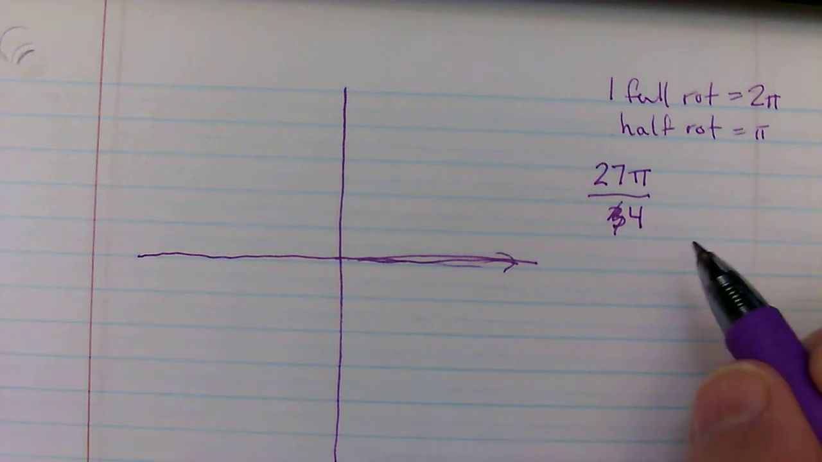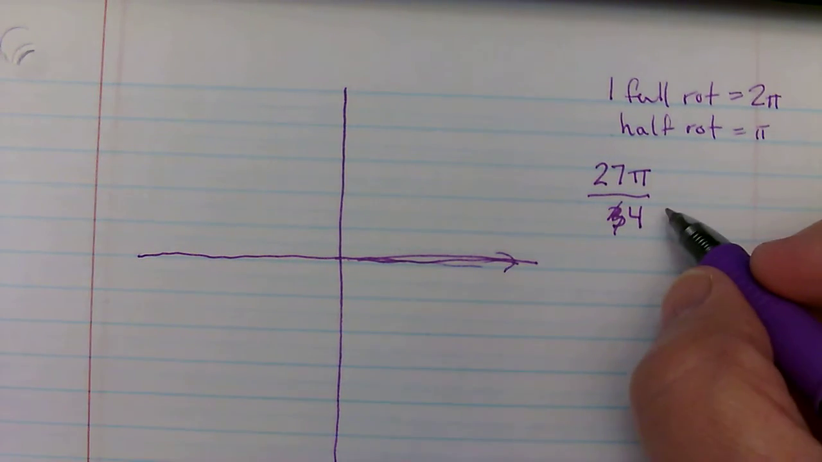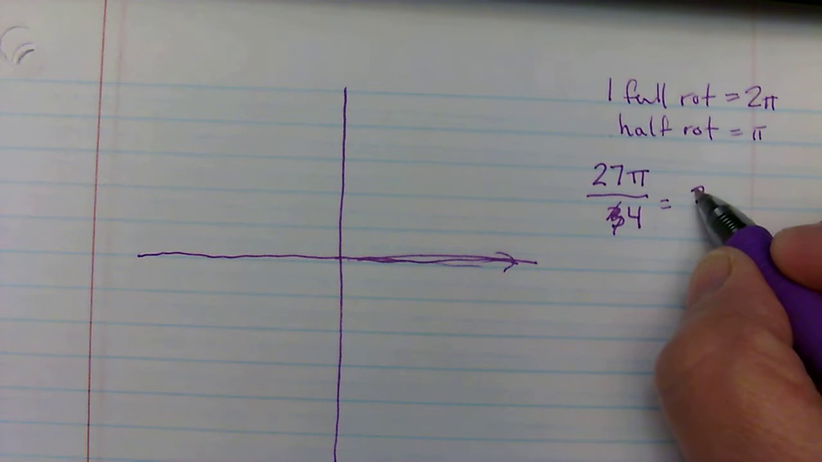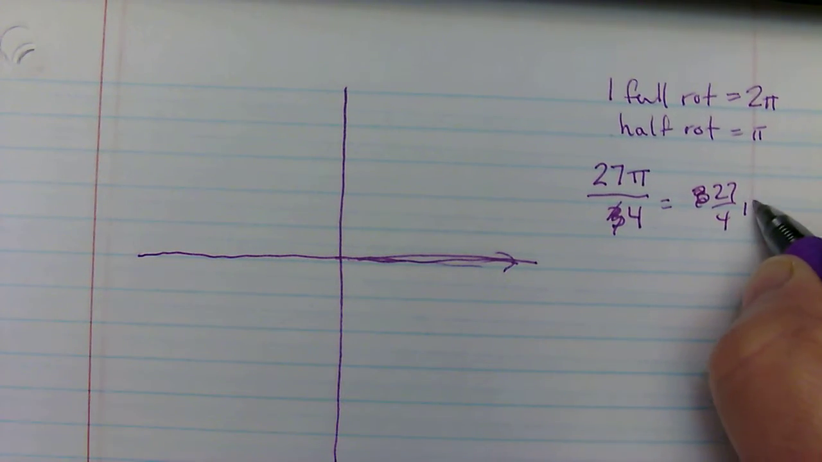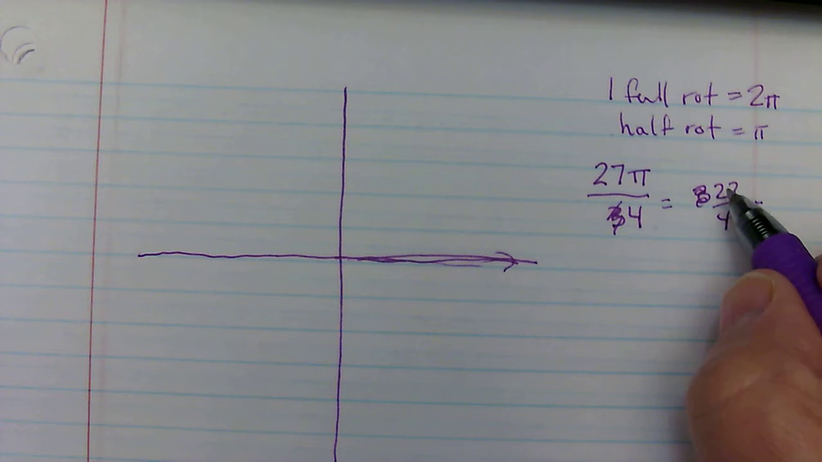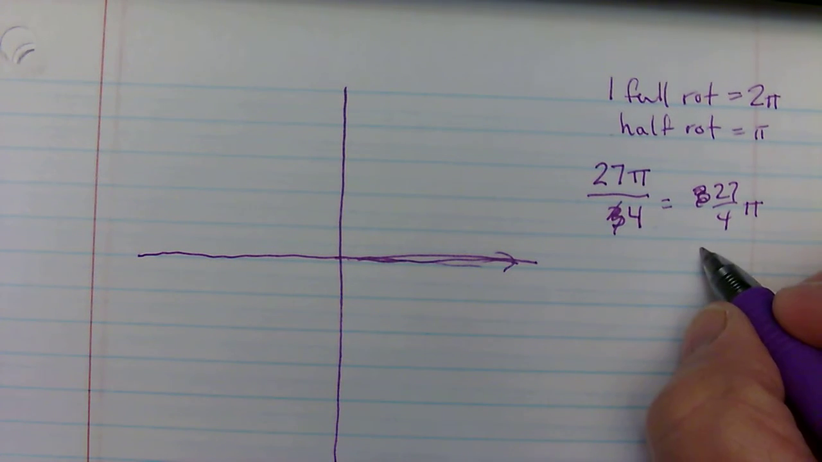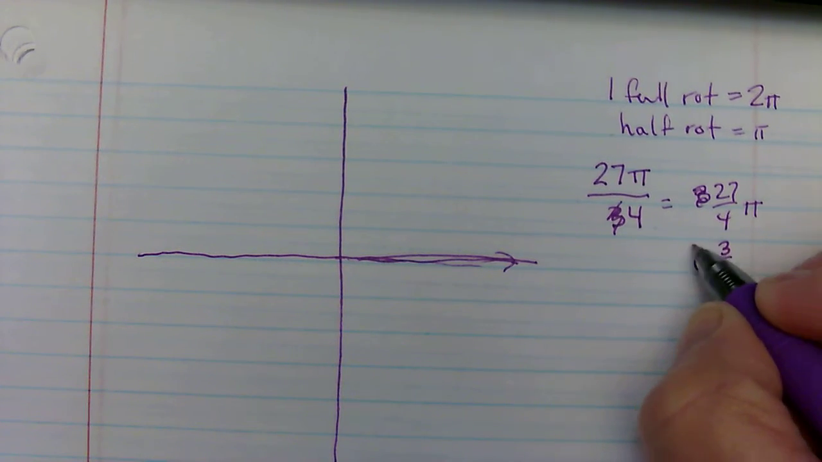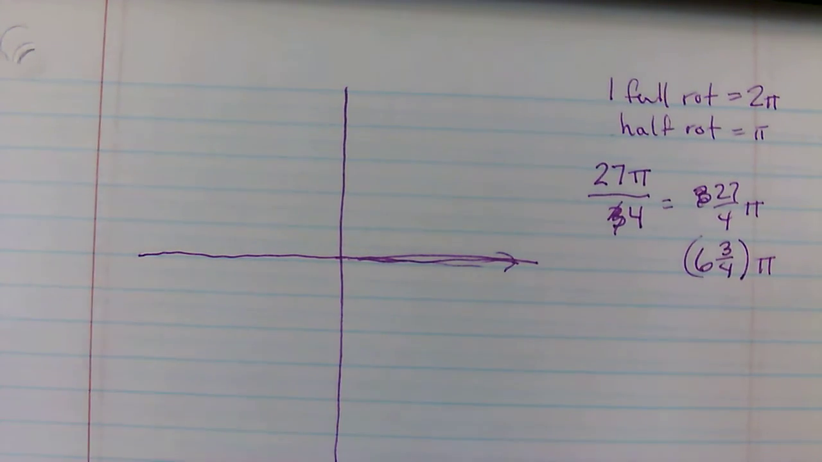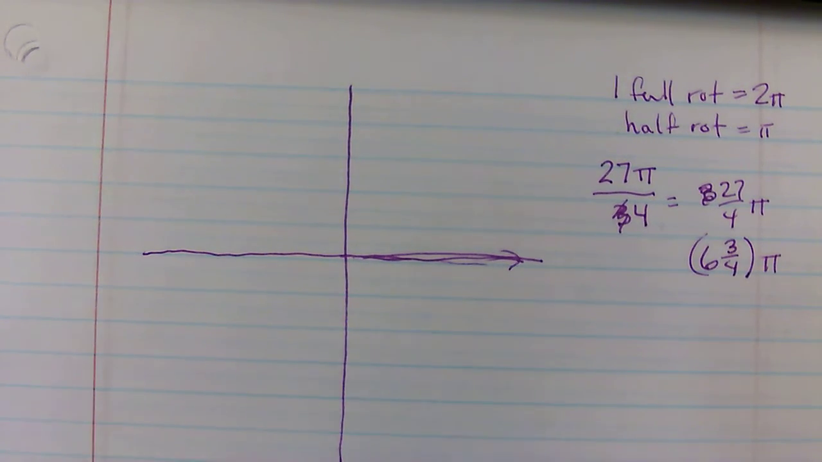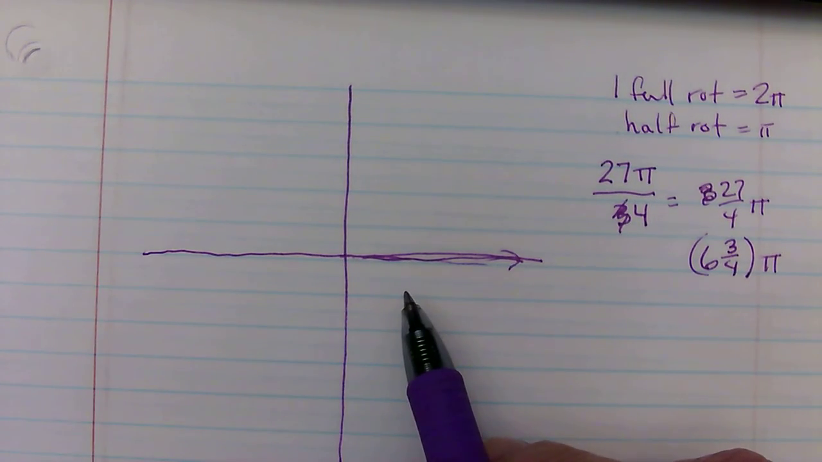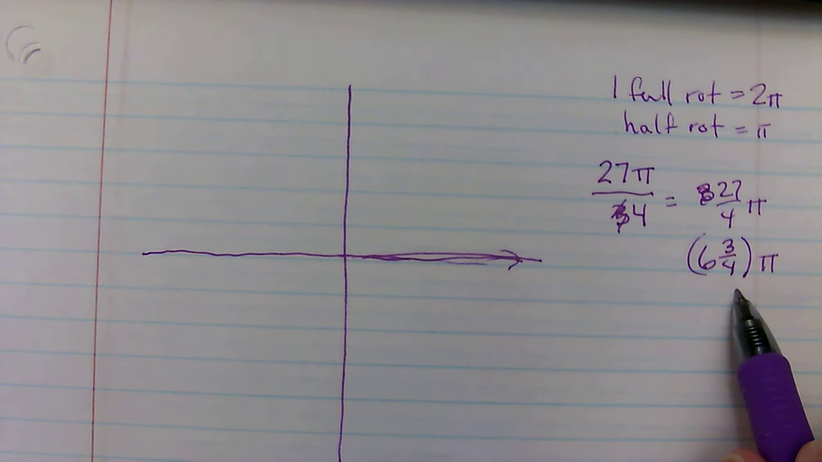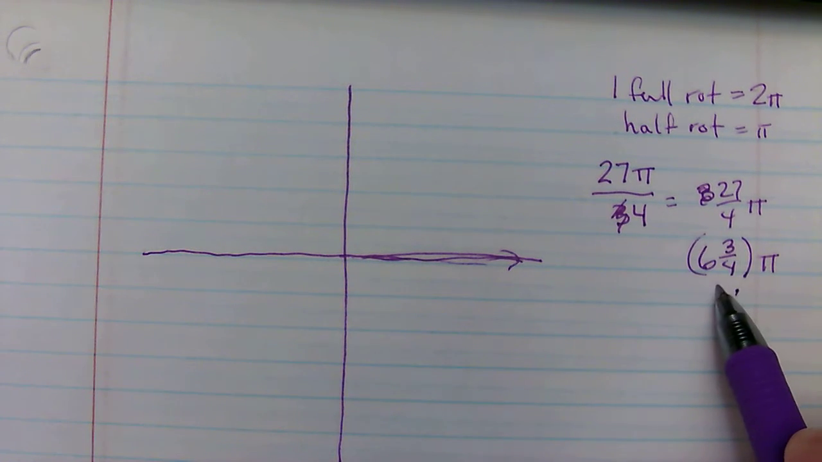So when I see an angle measure like this and I want to sketch the angle, the first thing I want to do is figure out how many pi's it is. So I'm going to think of this as 27 fourths times pi. Well, 4 goes into 27 6 times, that's 24 fourths, with 3 left over. So that's 6 3/4 pi's. That means I'm going to go halfway around this 6 3/4 times. And since the angle was positive, I'm going to go in the positive direction, which is counterclockwise.